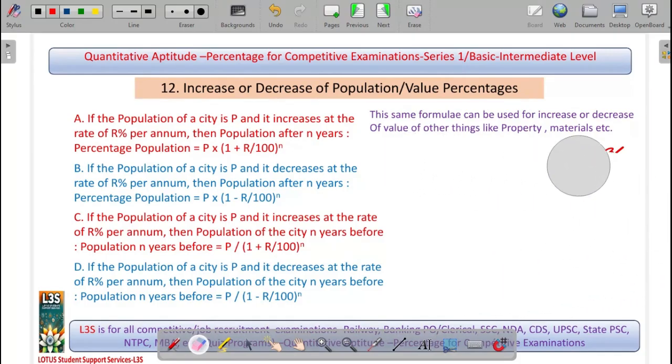Again, if the population of a city is P and it increases at the rate of R% per annum, then the population N years before will be P by 1 plus R by 100 to the power N. And in case it decreases at R%, then it will be P by 1 minus R by 100 to the power N.